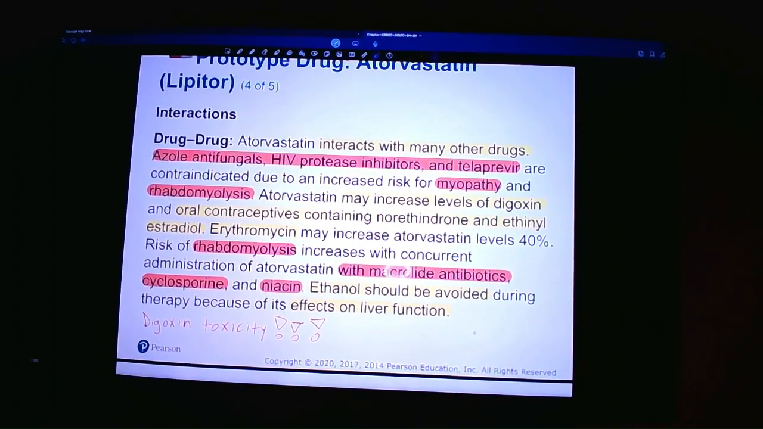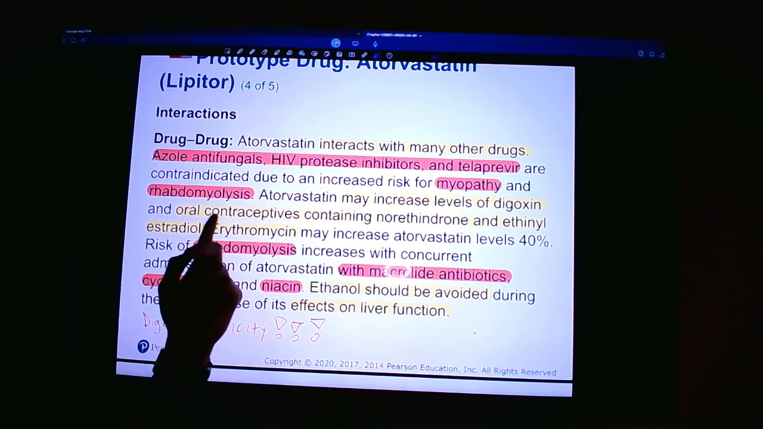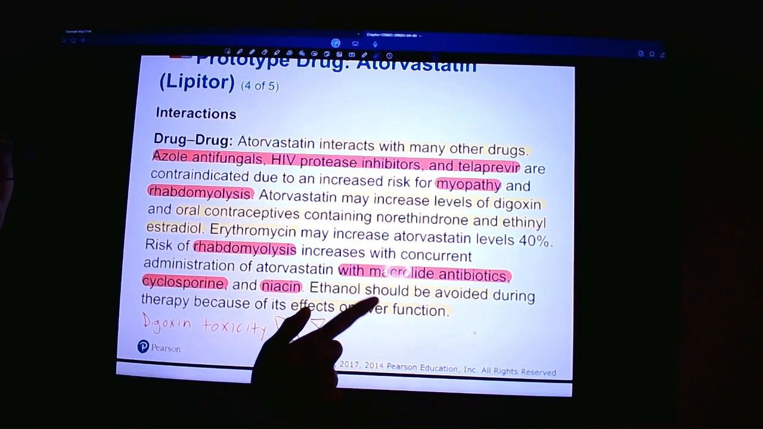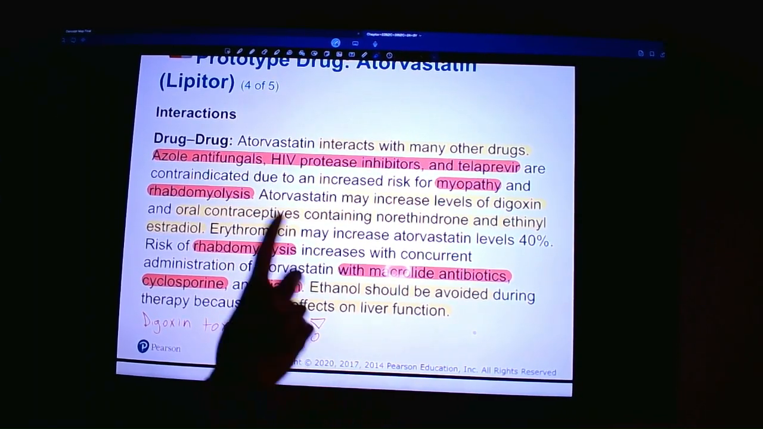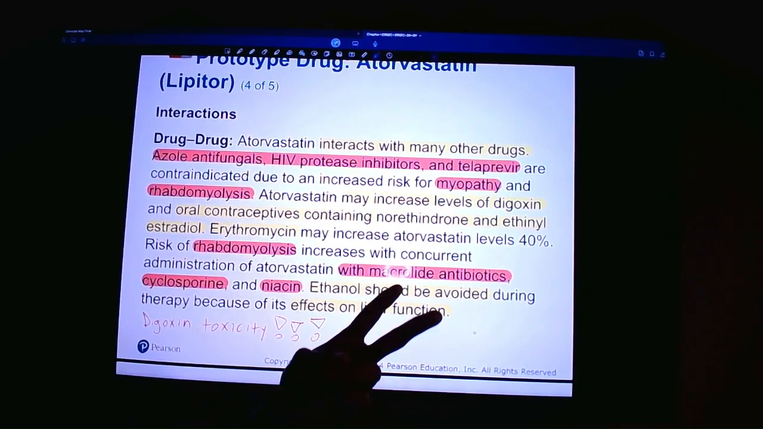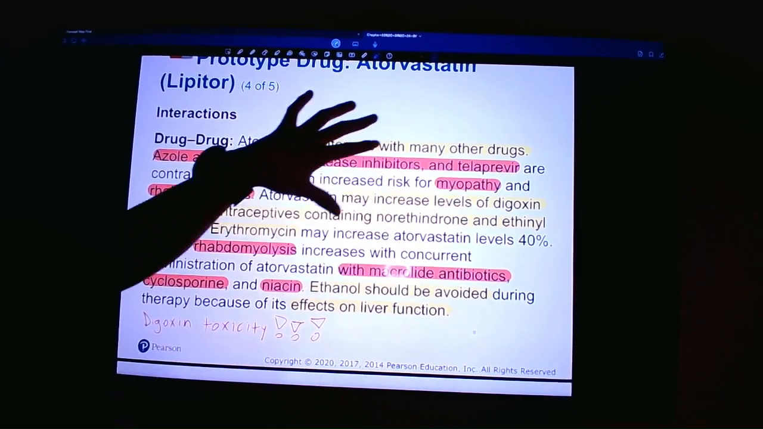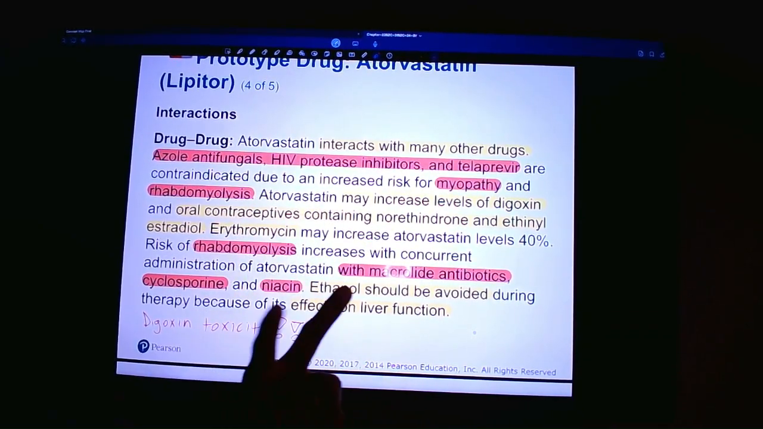So the biggest things to watch out for: myopathy, rhabdo with anti-infectives, digoxin toxicity, and also maybe oral contraceptives. That's another one. Usually those contraceptives are based off of lipids. And then liver, right? So the two biggest ones that we really need to know are probably the digoxin toxicity and the anti-infectives increasing the chance of some kind of muscle damage. Just two things. This looks scary, but we're narrowing it down to two things.